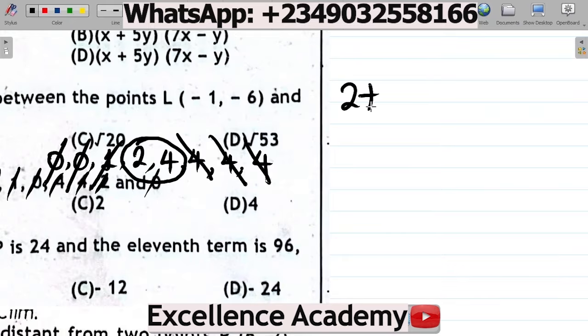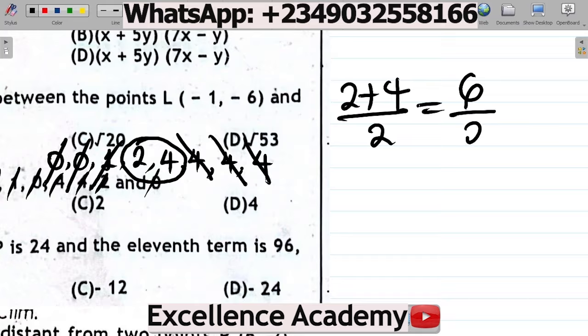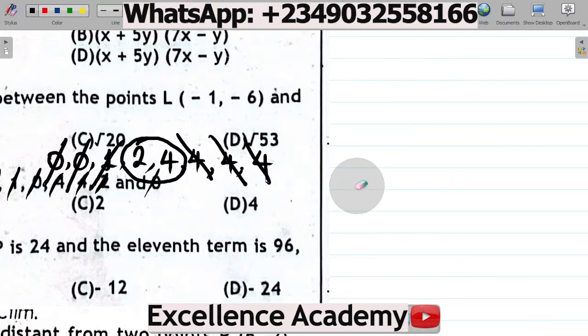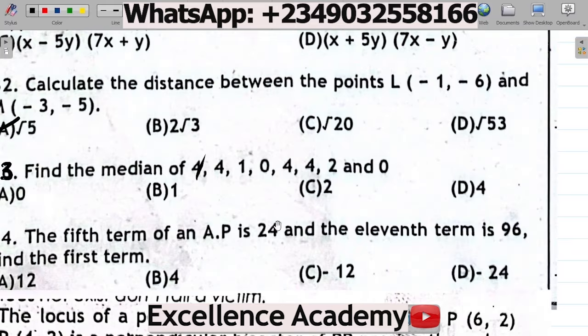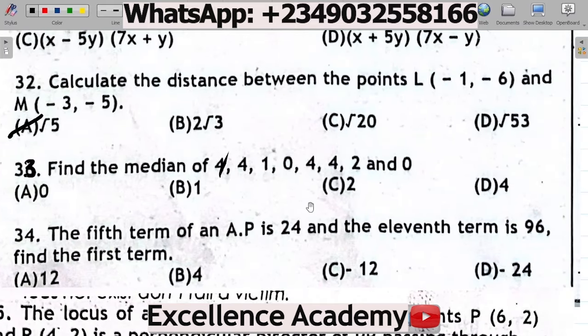That becomes 2 plus 4 divided by 2. So you take the average: 2 plus 4 is 6, all over 2, and that gives you 3. That means the median there is 3. We don't really have any option there, so the correct answer for this is actually 3. All right, so 3 is the correct answer.